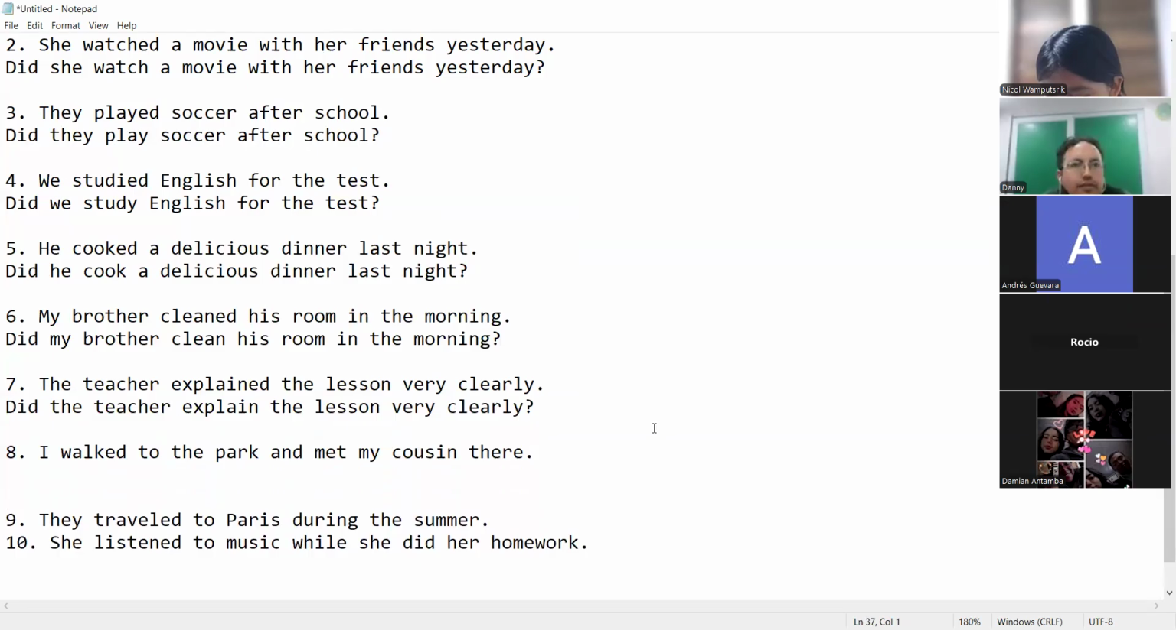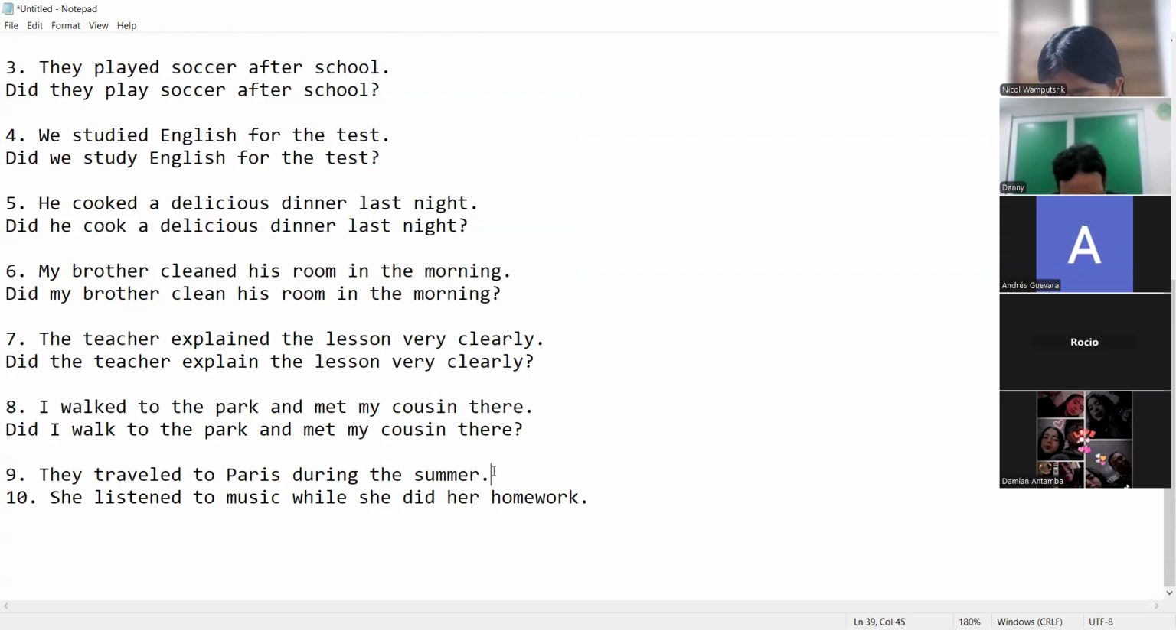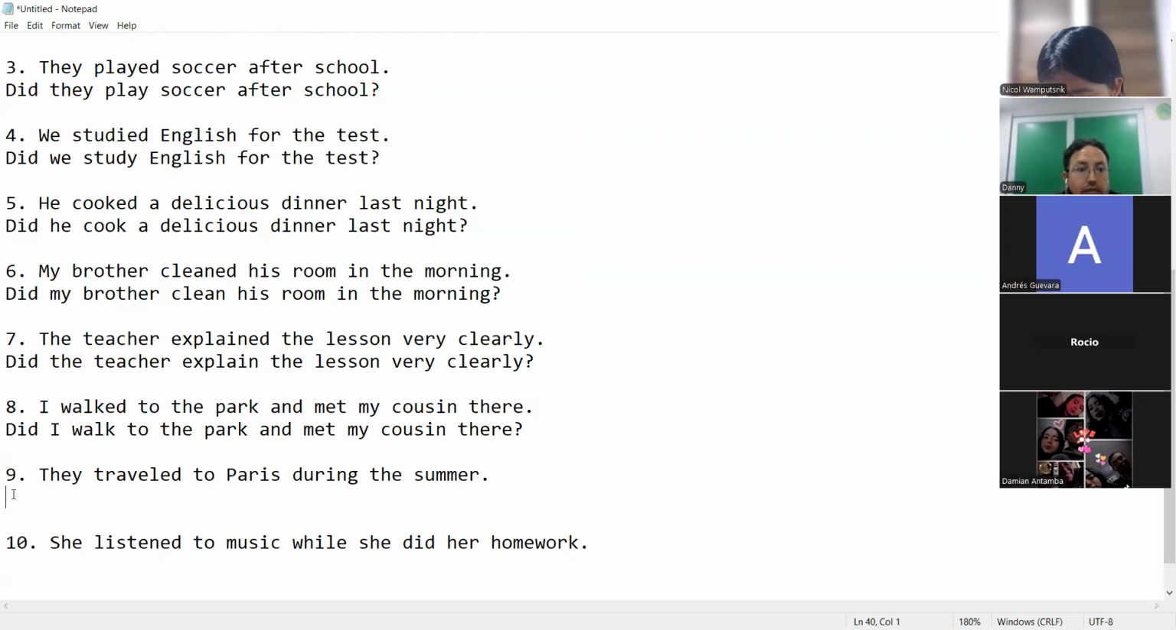Rosa, I walked to the park and met my cousin there. Did I walk to the park and meet my cousin there? Right? Danny, they traveled to Paris during the summer. Did they travel to Paris during the summer? Very easy.